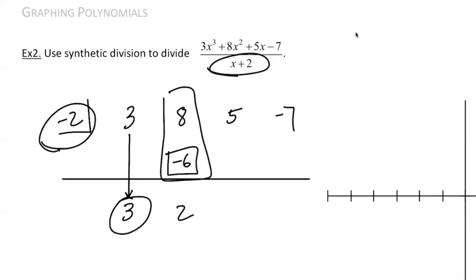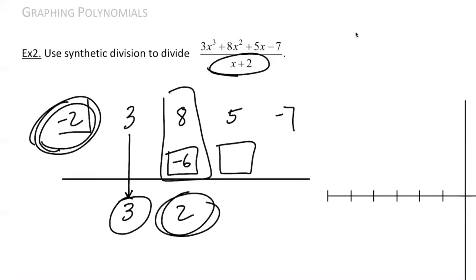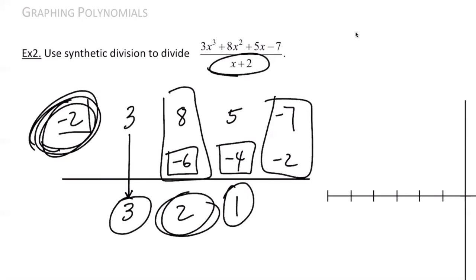Then you repeat the same procedure basically. So 2 times -2, you get -4, and then 5 plus -4 would be just 1. 1 times -2 would be -2, and then -7 plus -2 would be -9, and this would be your remainder.